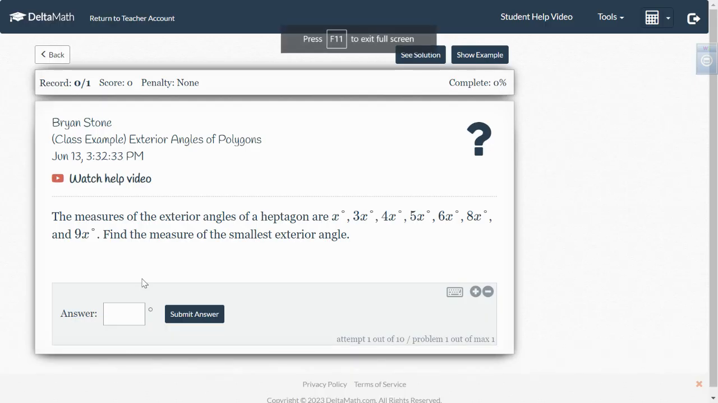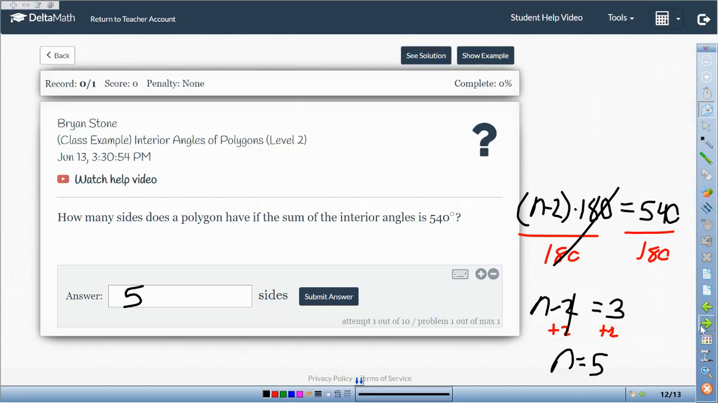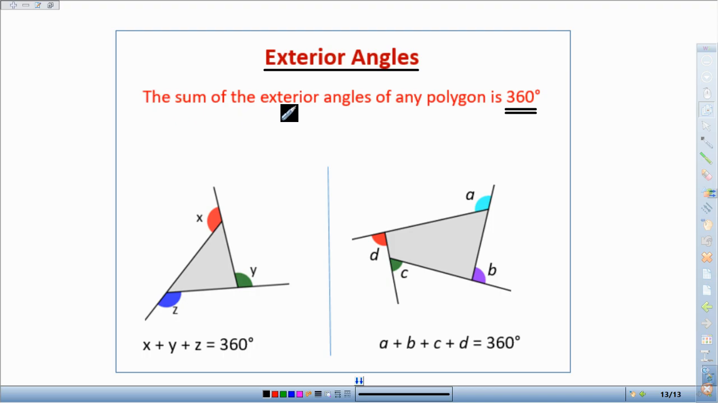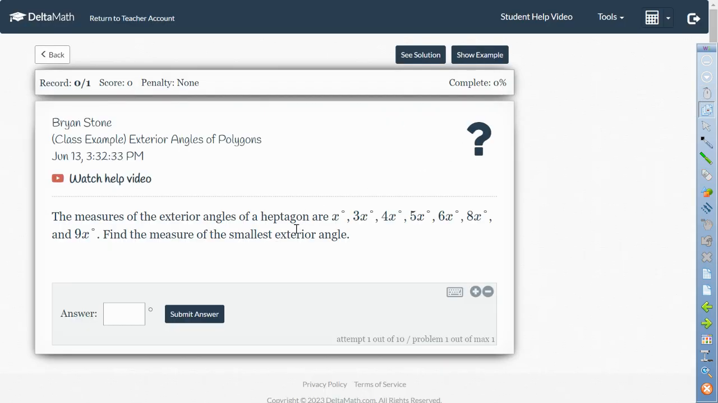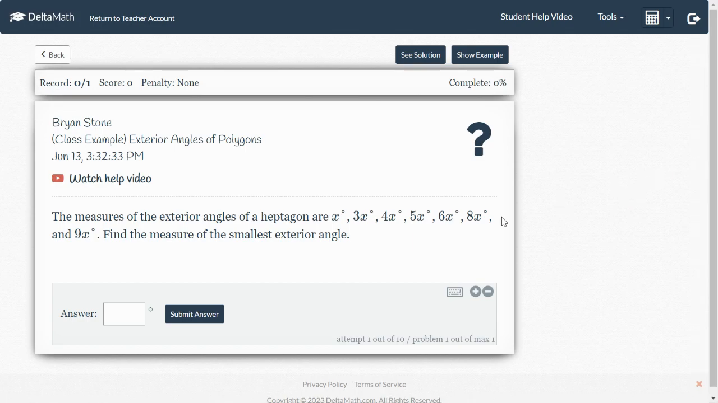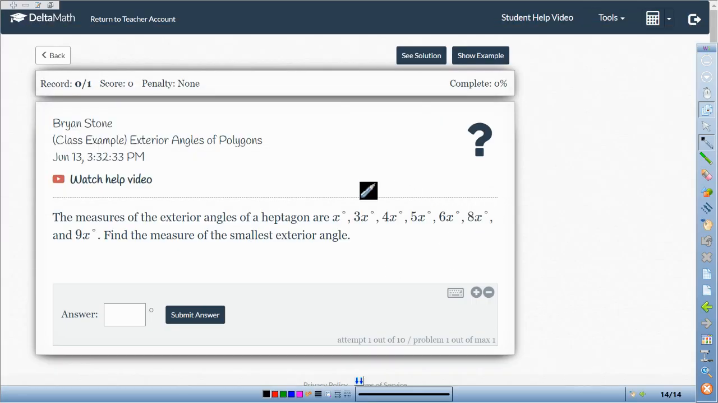Okay, there it is. So this is saying the measures of the exterior angles of a heptagon are all of that. Find the measure of the smallest exterior angle. First thing to remember when we're dealing with exterior angles, the sum of the exterior angles of any polygon is 360. It doesn't matter that this thing is a heptagon. All that matters is that we know all of these exterior angles add to 360, and that's the first thing. Let's go ahead and add them together.